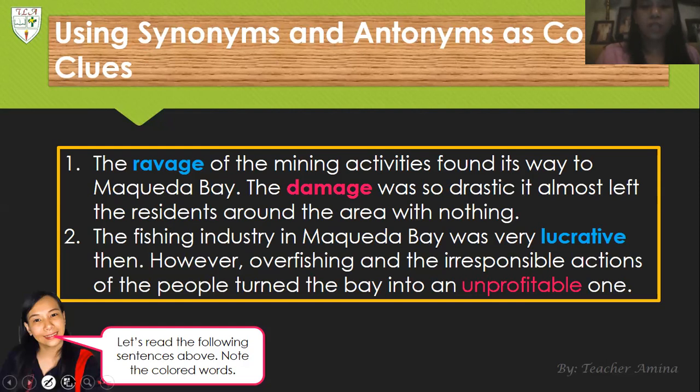So in the first sentence, the words ravage and damage are highlighted. Okay, next, the second sentence: the fishing industry in Makeda Bay was very lucrative then. However, overfishing and the irresponsible actions of the people turned the bay into an unprofitable one. Okay, so in this, lucrative and unprofitable are highlighted.